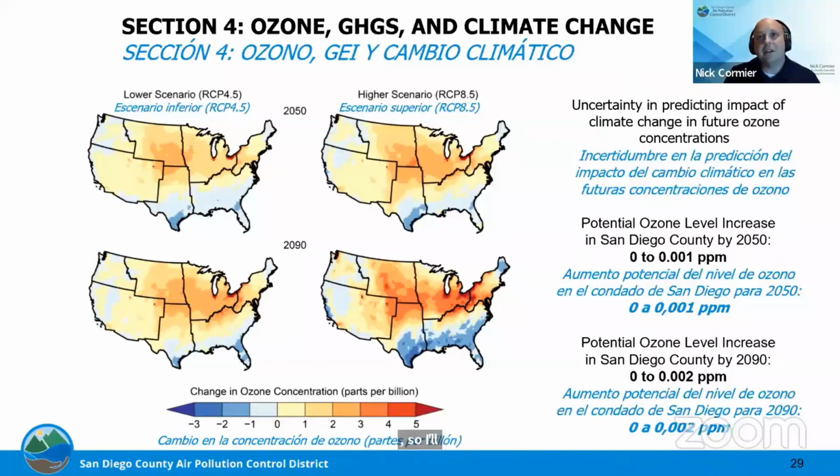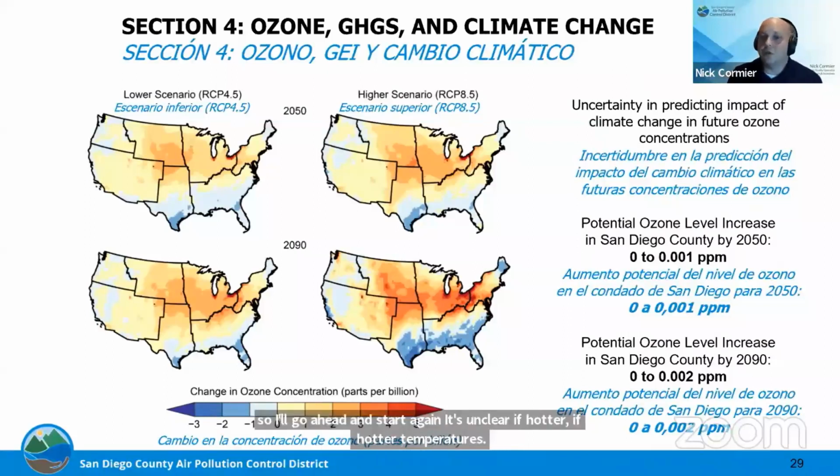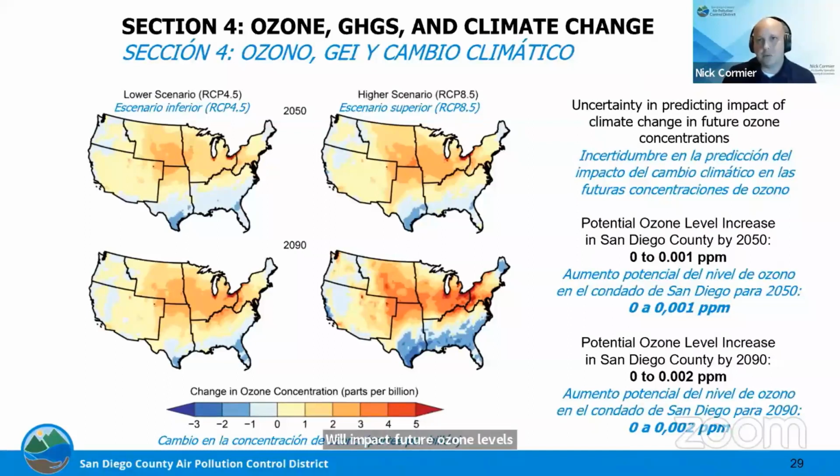It's unclear if hotter temperatures will impact future ozone levels. Global emission reductions, reduced transport, variable short-term climate projections, and potential for changes in ozone mixing heights all create uncertainty in predicting how climate change may impact such levels.